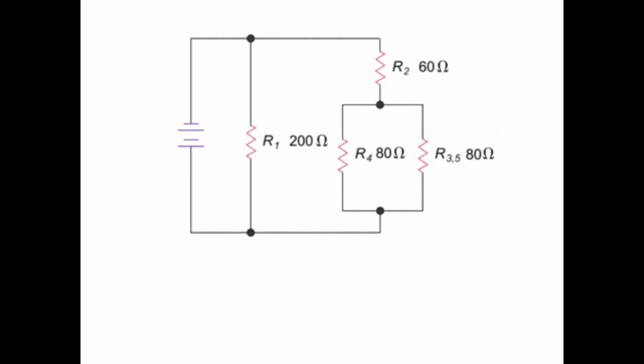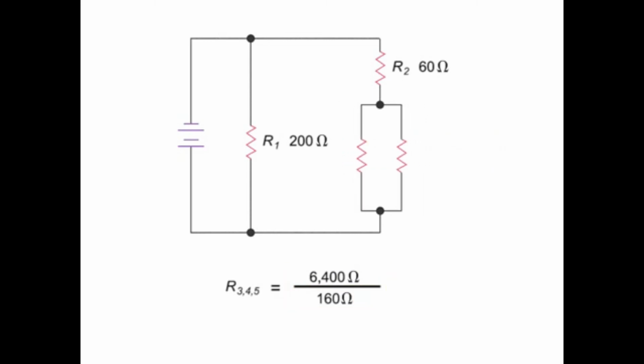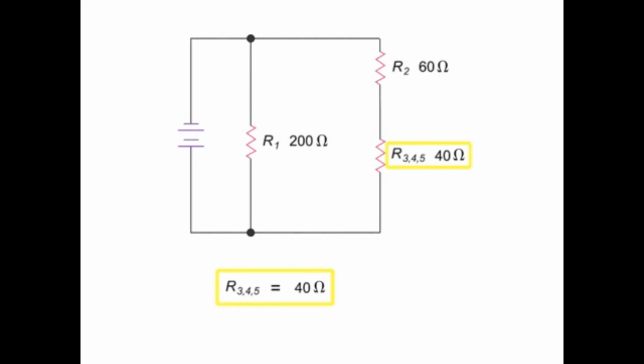Now, the R4 resistor and the equivalent resistance of the R3 and the R5 resistors are in parallel. Their combined resistance can be calculated by dividing their product by their sum. Thus, using the product over sum equation, we have 80 times 80 equals 6,400, divided by 80 plus 80, which is 160, giving 40 ohms.